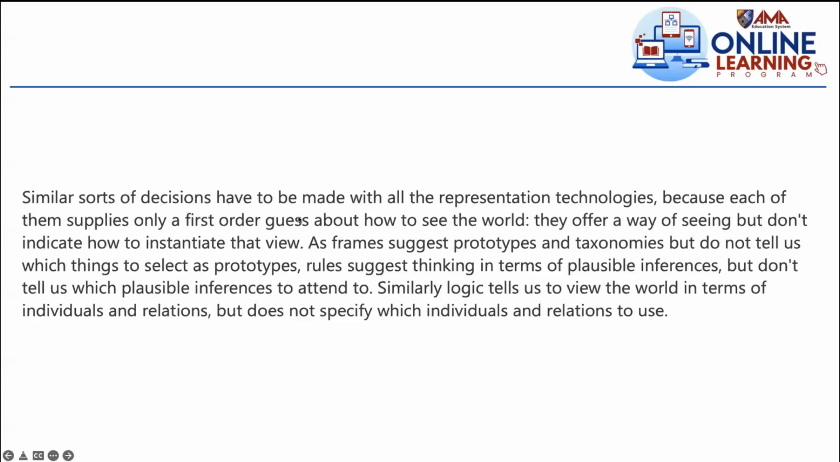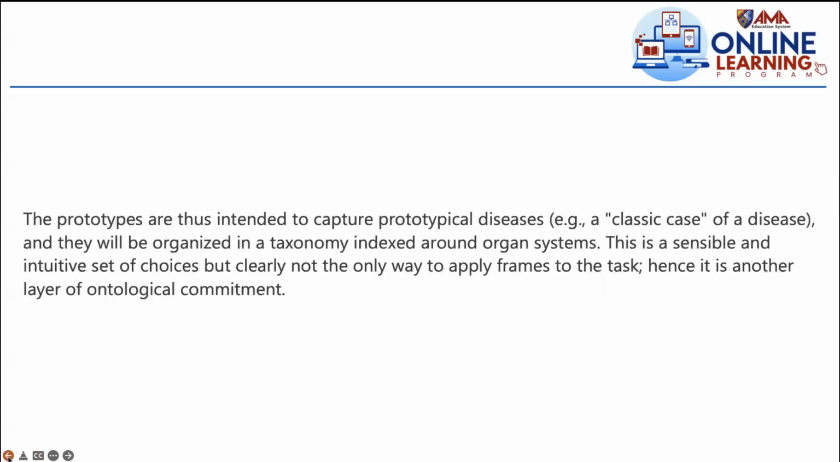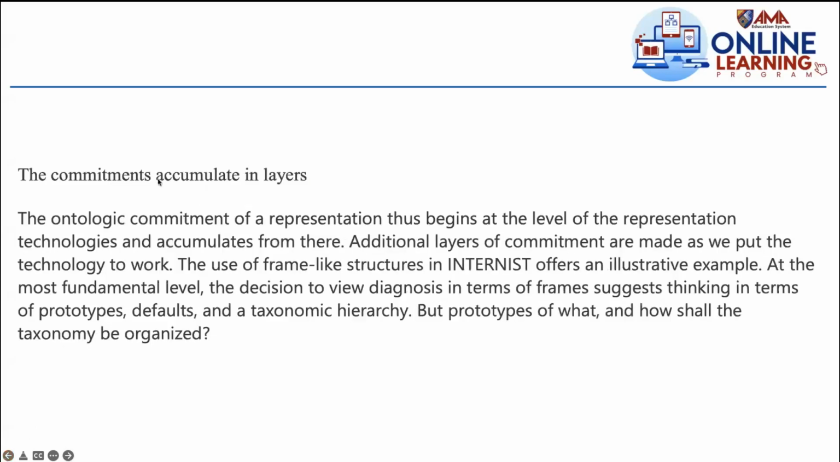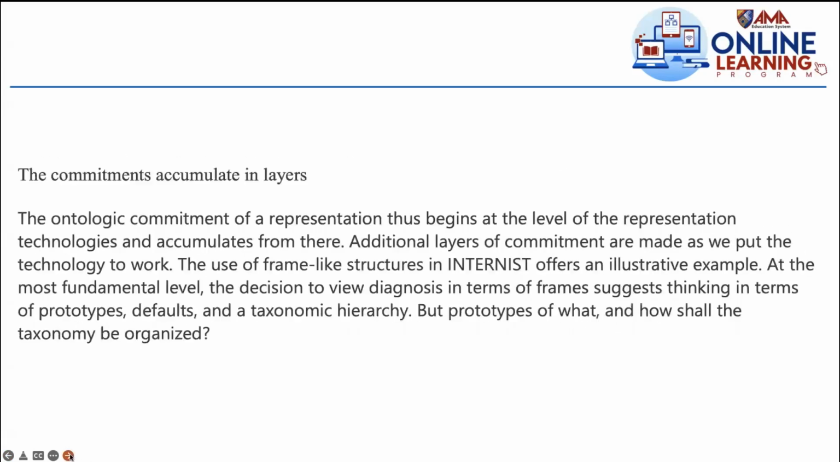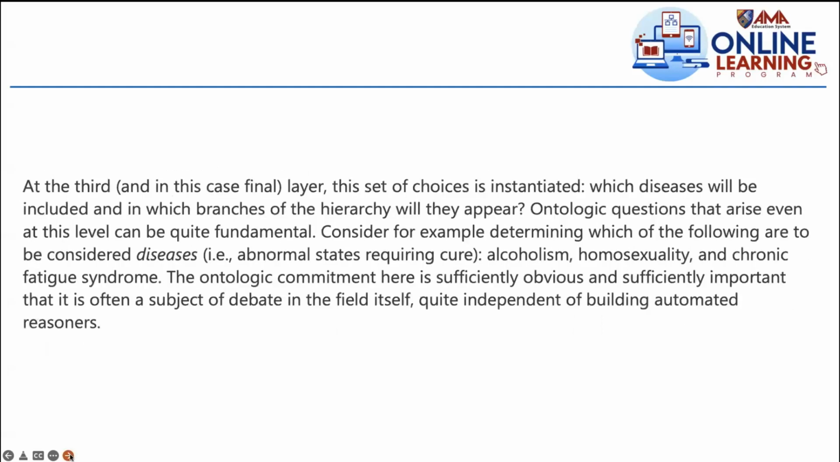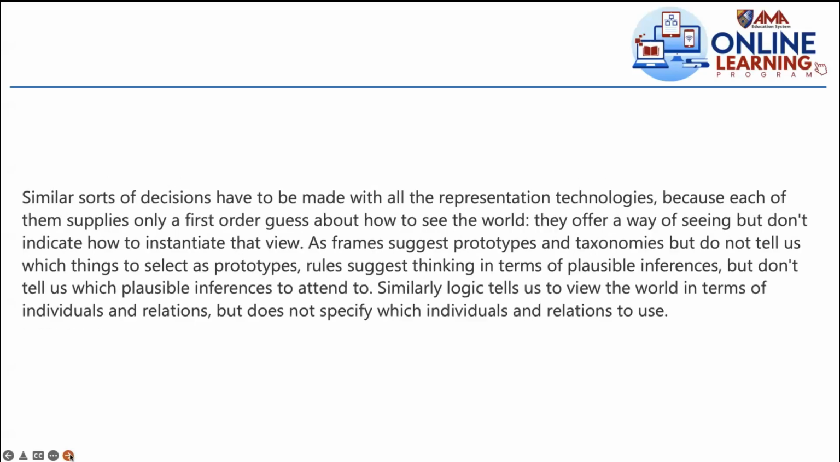Now, similar sorts of decisions have to be made with all the representation technologies, not just frames. Because in our example, we're talking of Internist using frames, and MYCIN using rules. As we mentioned, we focus on the four, but there can be more. Similar sorts of decisions, meaning the same layers. We're talking of the commitments accumulating in layers, where commitment begins with the earlier choices. All of this has to do with the decisions that you will make and then put in the program.